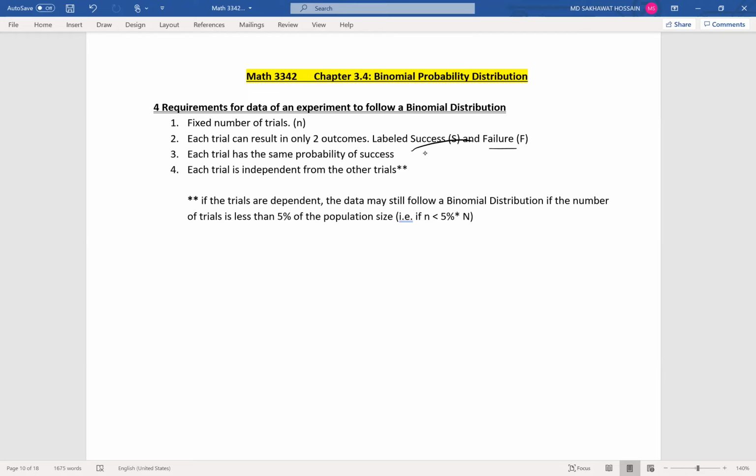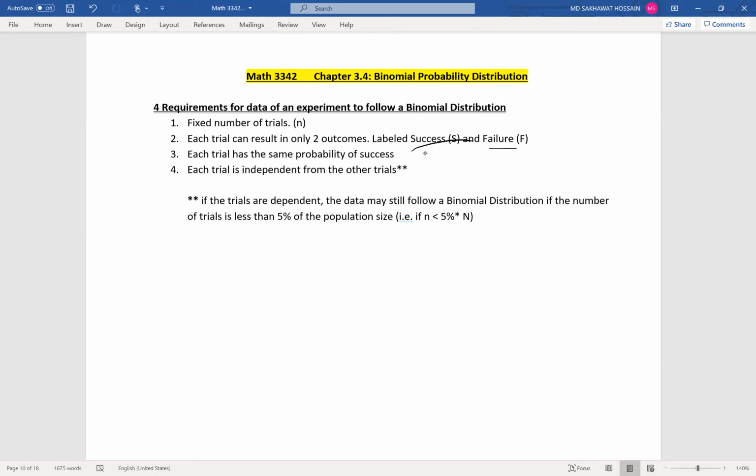Each trial has the same probability of success. That means if you toss a coin 10 times, then each time you will have the same probability to get a head, or the same probability in each toss to get a tail.